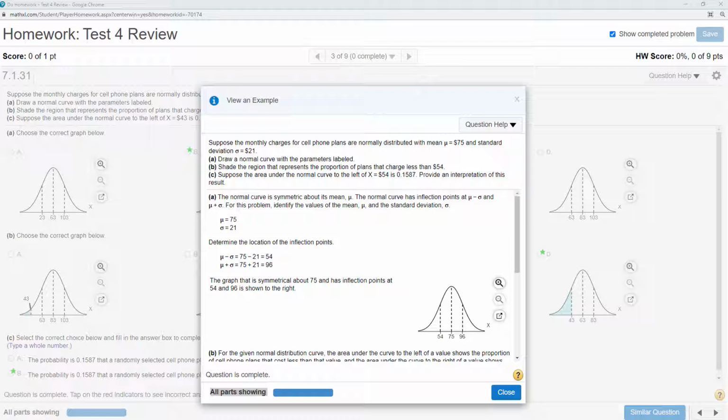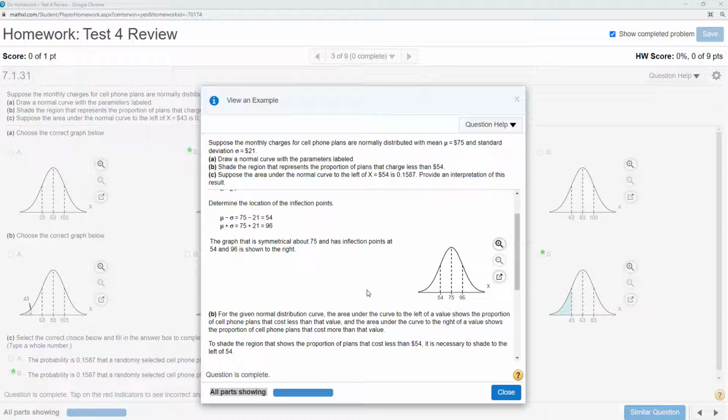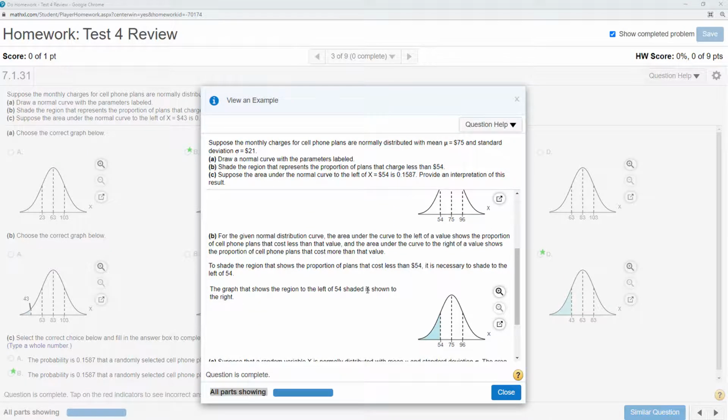So the normal curve has inflection points at mu minus sigma, so the mean minus the standard deviation, and the mean plus the standard deviation. They give us the mean and standard deviation, so we can start to flesh this curve out by adding 21 to 75 and subtracting 21 from 75, and it gives us these 2 points here, 96 and 54. We can repeat this and get an even smoother curve.